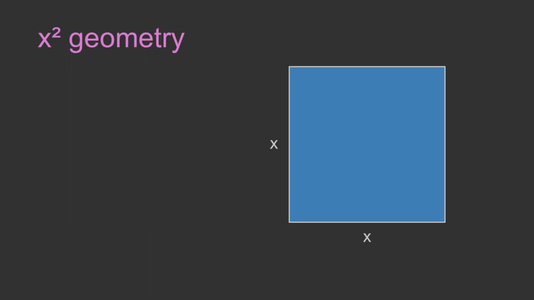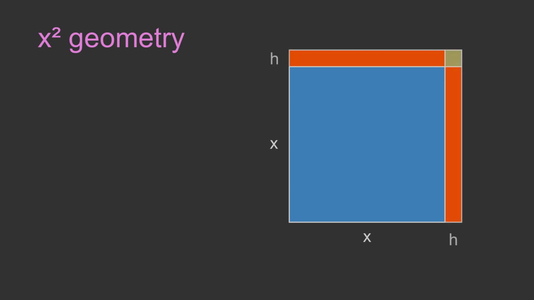Finally, we will look at a simple geometric interpretation of differentiating x squared. We will use the actual area of the square of side x to illustrate the x squared function. The area of the square, of course, is x squared. Now let's see what happens if we increase the side length of the square by a small amount h. This increases the total area of the square.